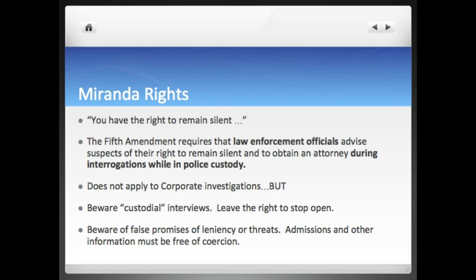So if you have a company rule that's written that says you must do it, then you should advise people of that so that they're aware that there's a rule that governs their behavior. That's the right thing to do. But you do not need to do the Miranda rights in a corporate investigation.